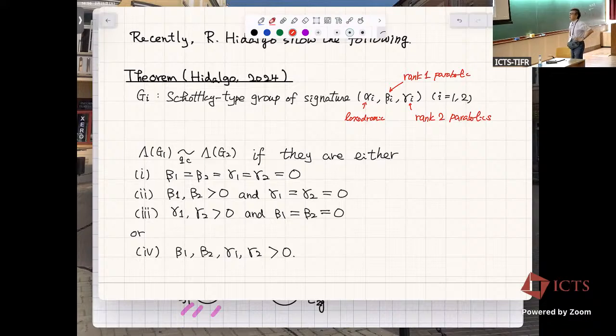His first statement is: if β and γ are both 0, that means a Schottky group, then both groups are Cantor equivalent. That is our first theorem. The second one is: if you have a rank 1 parabolic but no rank 2 parabolic, then the limit sets of both groups are Cantor equivalent. The third one is: if they have a rank 2 parabolic and no rank 1 parabolic, then both groups are also Cantor equivalent. And the fourth one is: if the two groups have both rank 1 and rank 2 parabolics, then the limit sets are Cantor equivalent.